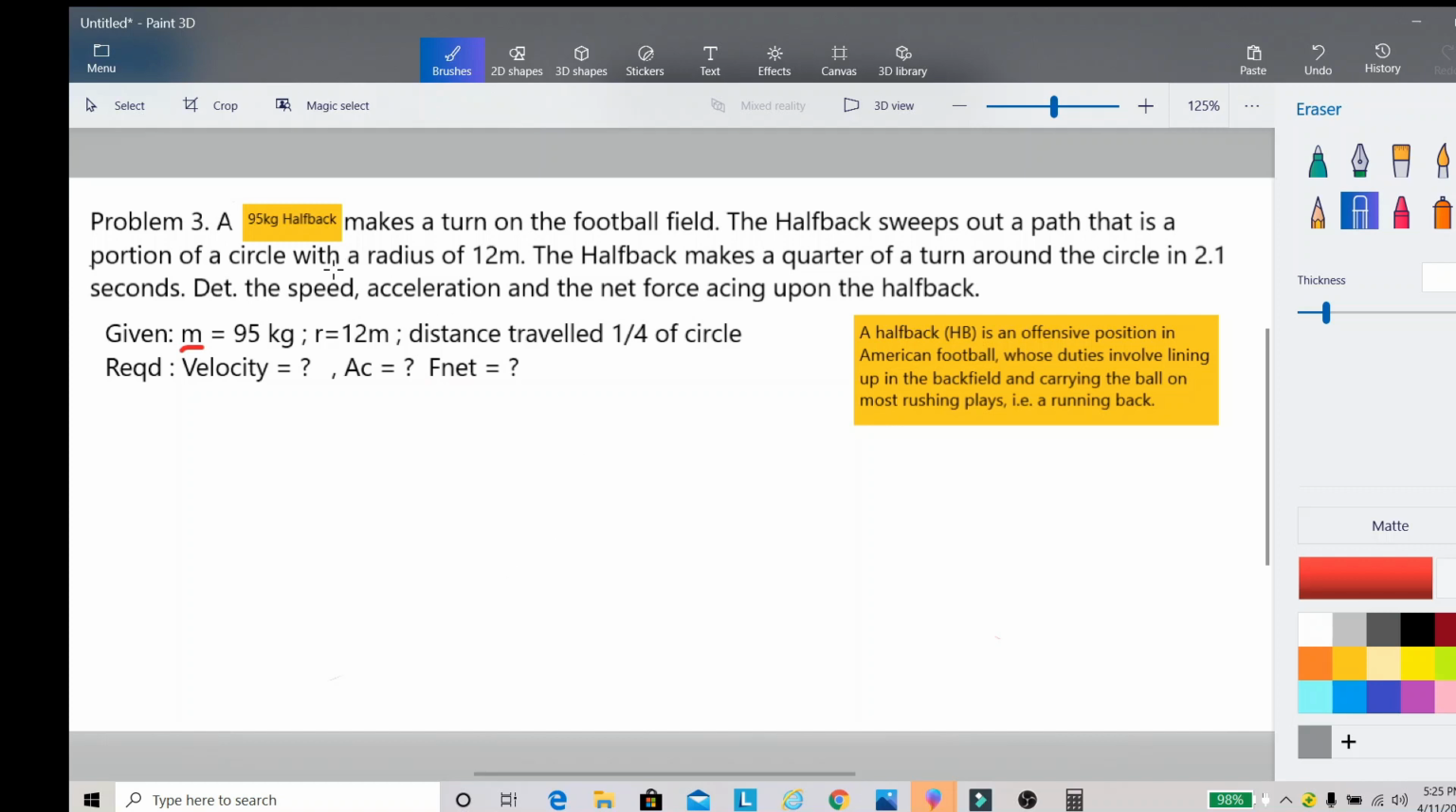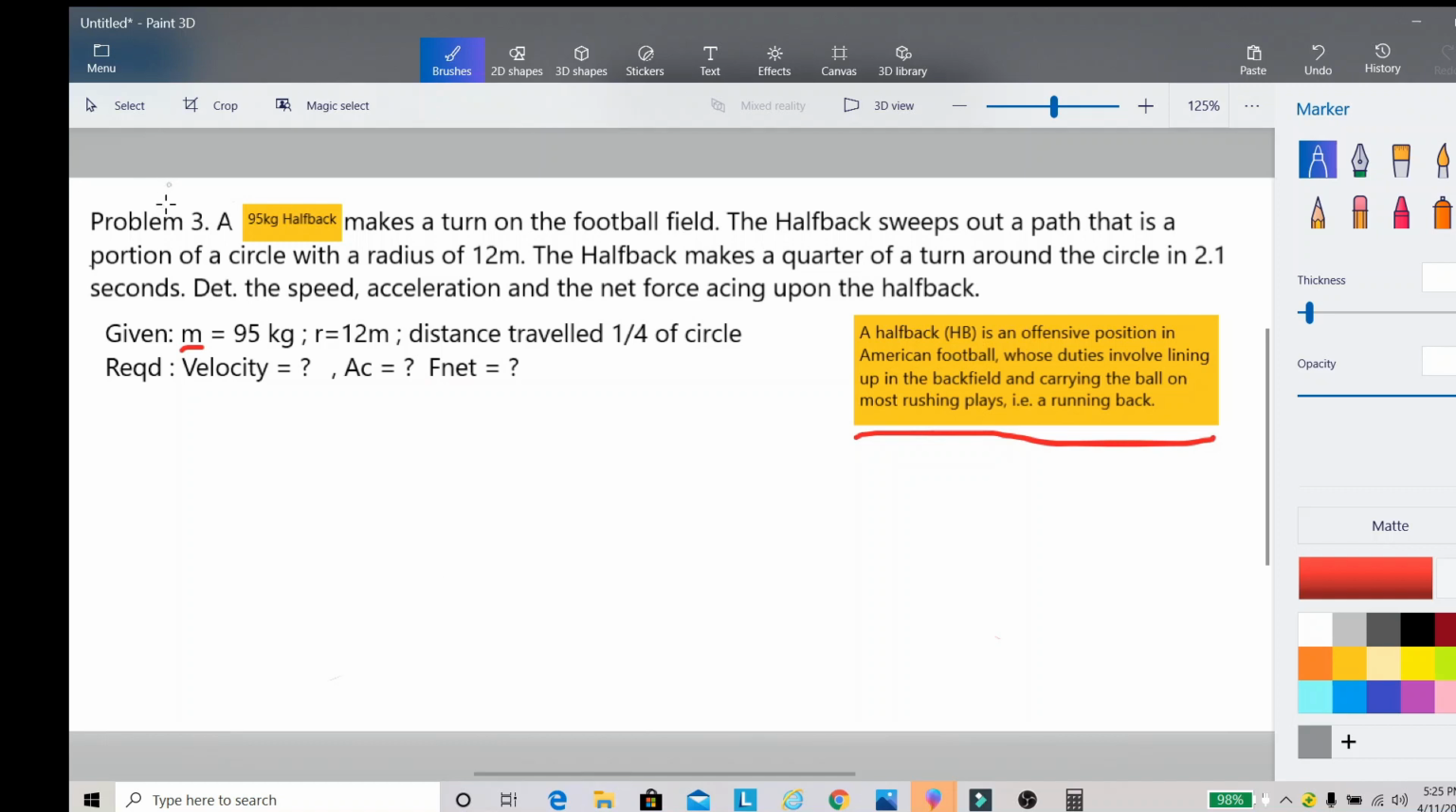Now, I highlighted this 95 kilogram halfback here to show what the definition is. I put here the same highlighted. So the halfback is an offensive player in American football. In short, the halfback is a football player. So that's how we will ask it: a football player makes a turn.